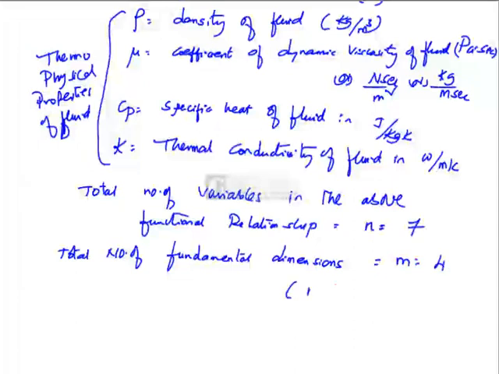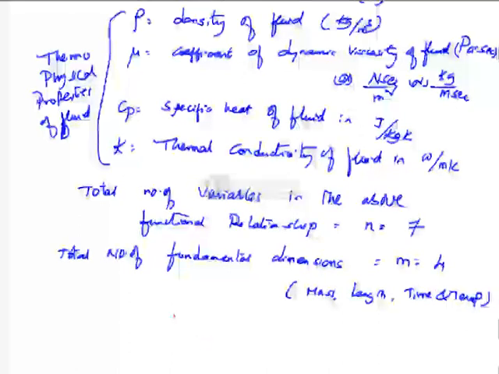What are the 4? Mass, length, time and temperature. Please, I want to mention here that each physical quantity may not have all the 4, but in toto the number of fundamental dimensions is 4. H may have time, rho may not have time, etc. But in toto the total number of fundamental dimensions is 4.